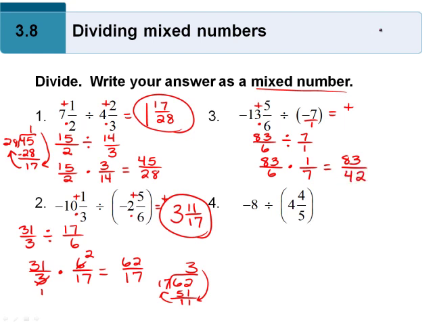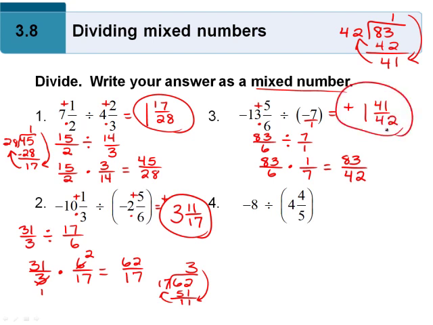So now we need to do that division. 83 divided by 42. And let's see, that probably only goes once. Yep. Okay, one time. So that's 42. And when you subtract, you get 41. So our mixed number is 1 and 41 over 42. So there's your answer there.